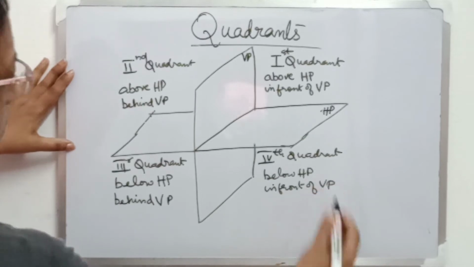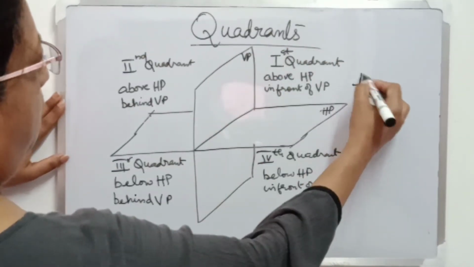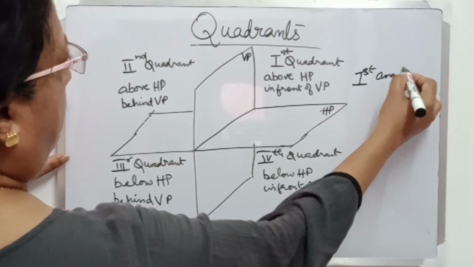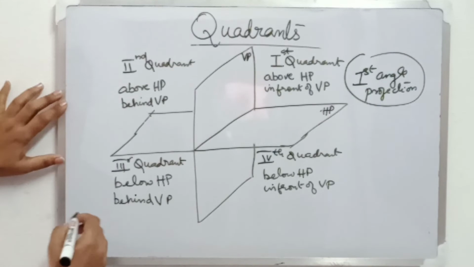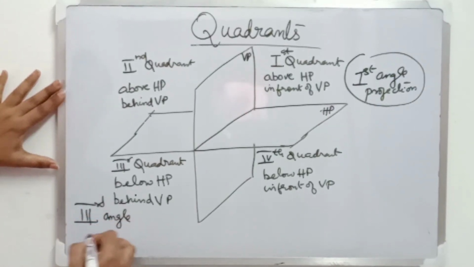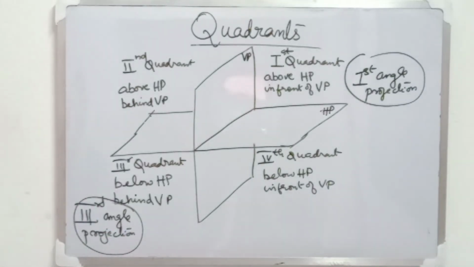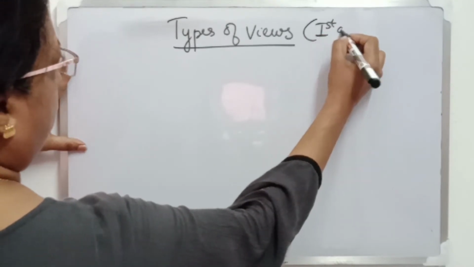Finally, we have the fourth quadrant, which is the region below HP and in front of VP. So, if you draw the projections by keeping the object in the first quadrant, this convention is called first angle projection, and if the object is placed in the third quadrant and projections are drawn, the convention is called third angle projection. Let me now explain the different types of views.